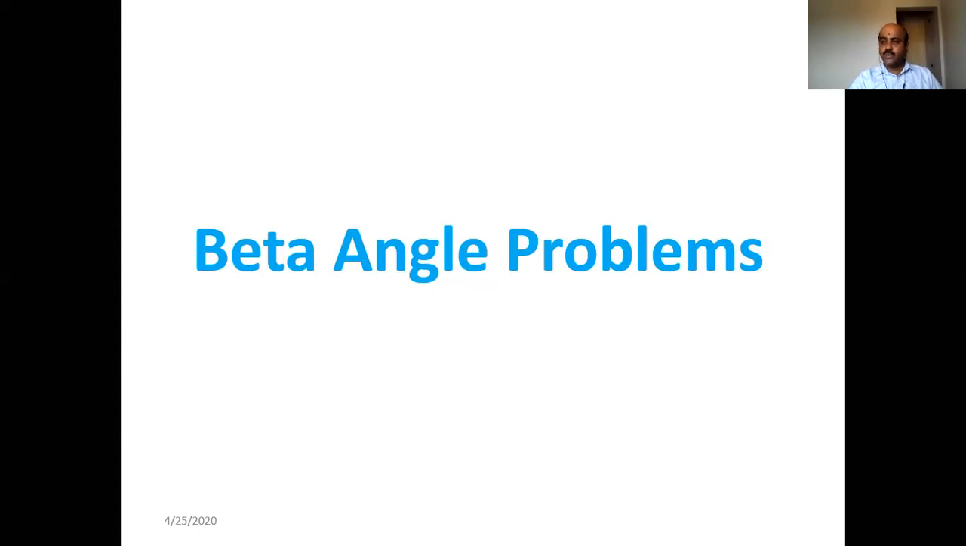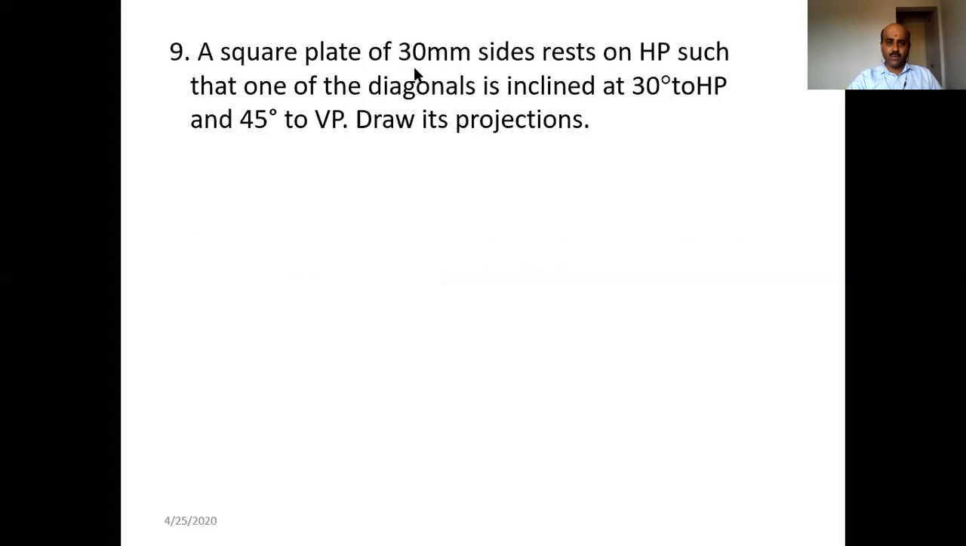So be careful while you are resting it, because for the square and hexagon they don't specify. They will say the diagonal of a square or the diagonal of a hexagon is inclined to HP, inclined to VP, like that. So please make sure that you are resting either a square or a hexagon on the corner. This is a mandatory condition you are supposed to follow. Let's take one problem now and solve it.